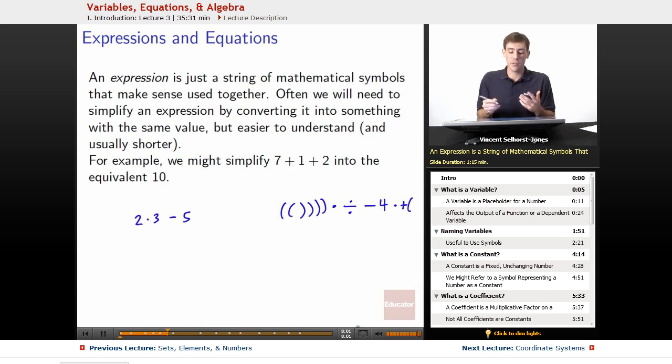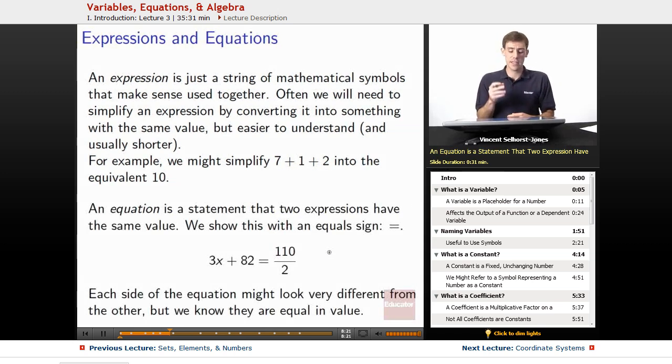For example, we might simplify 7 plus 1 plus 2 into the equivalent 10, right? 7 plus 1, 8, 8 plus 2, 10. So 7 plus 1 plus 2 has the same value as 10. They're different expressions, but they have the same value, so we can convert one to the other. We can simplify it if we want to.